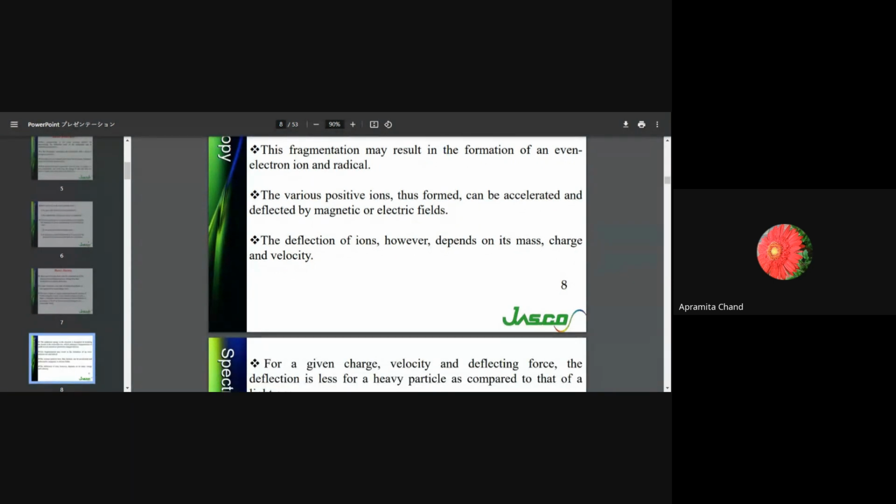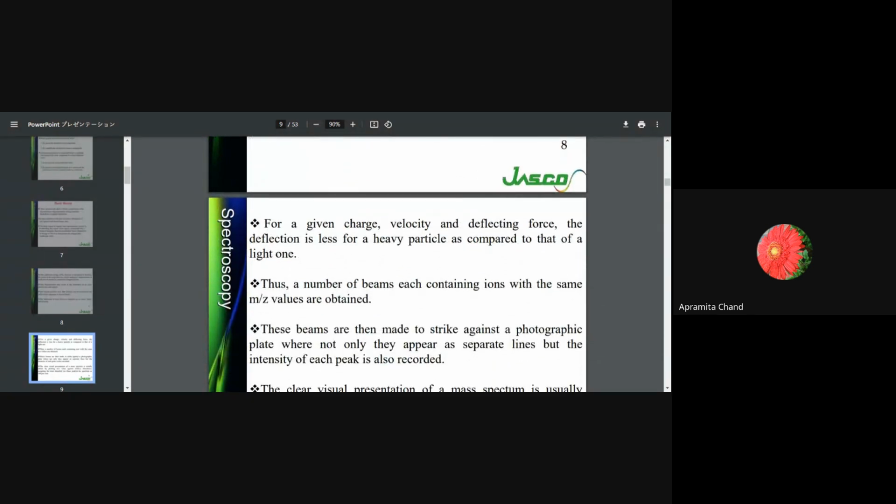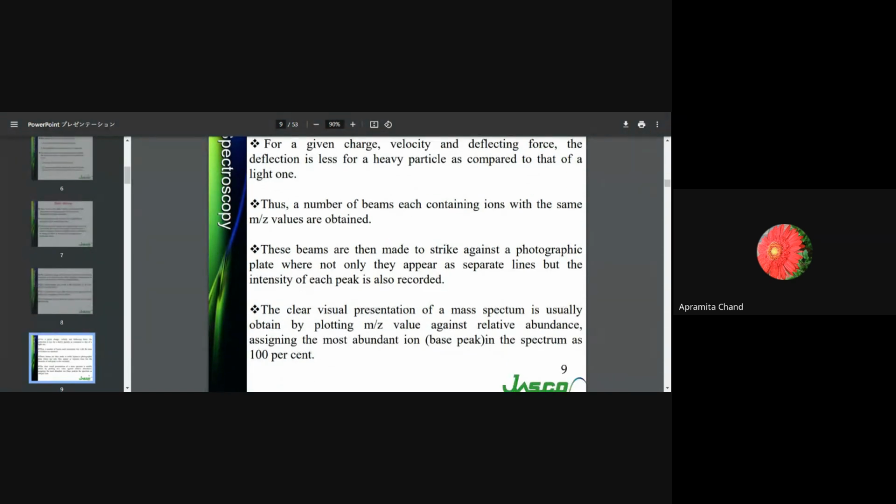The deflection of ions depends on the mass, charge, and velocity. For a given charge, velocity and deflecting force, the deflection is less for a heavy particle as compared to that of a light one. So many kinds of beams will be produced, which contain ions with the same m by z values.